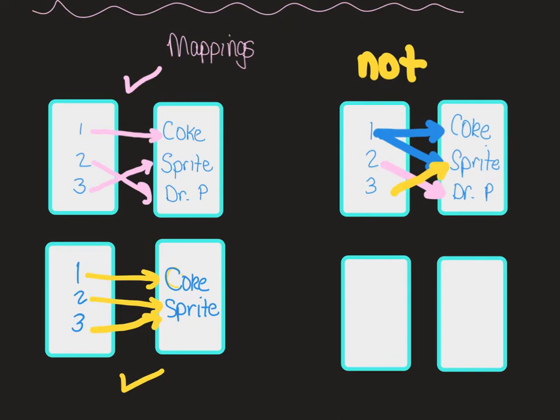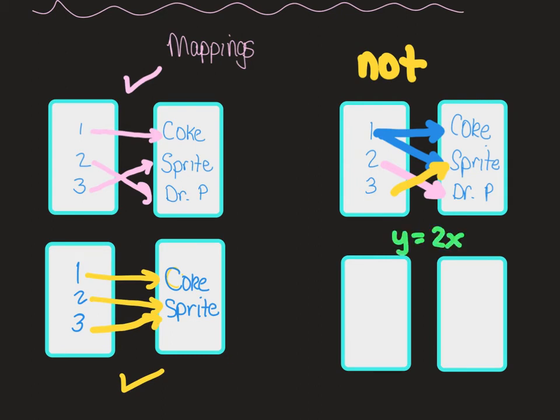Let's go back to the second one. This button had 2 options. That's what makes it not a function. This is fine. Sprite can have 2 buttons because maybe Sprite's very popular and it's okay, but as long as 2 always gives me Sprite and as long as 3 always gives me Sprite.